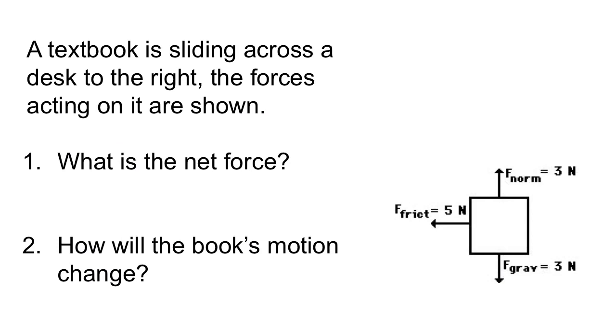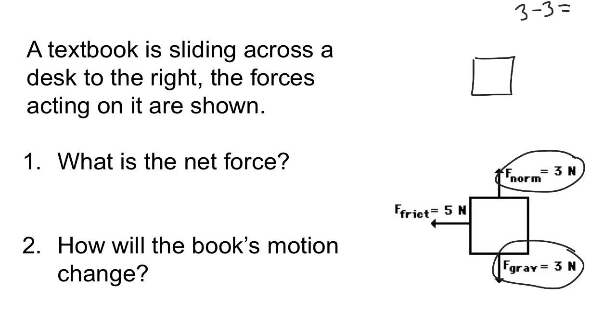And so if we have this problem right here, a textbook is sliding across the desk to the right, the forces acting on it are shown right below here. What is the net force? Well, the way that we're going to do this is we're going to draw a new force diagram. And remember, I look at my vertical forces separately. I have 3 newtons minus 3, which equals 0.